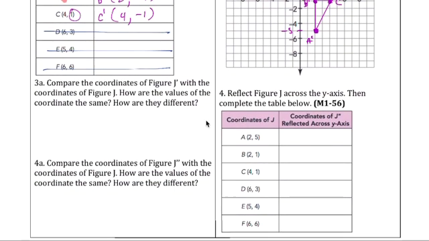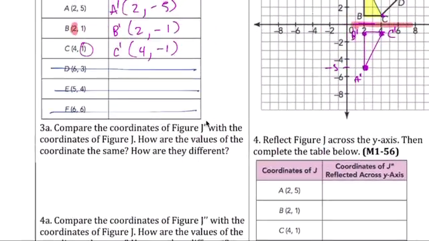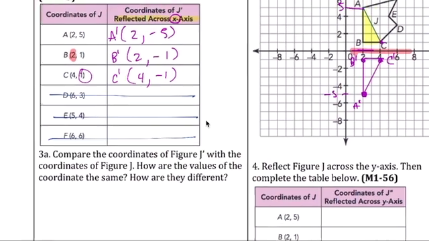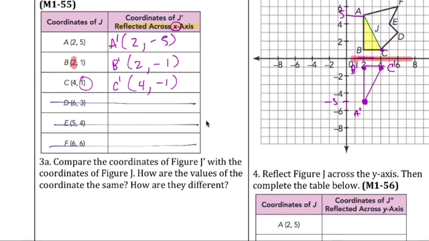Okay, so compare the coordinates of J prime with the coordinates of figure J. So we know that all the domain are the same. The range is the opposite of the image. So the x is the first number. We'll use the language you can understand. The first number, what we call the domain, are the same.